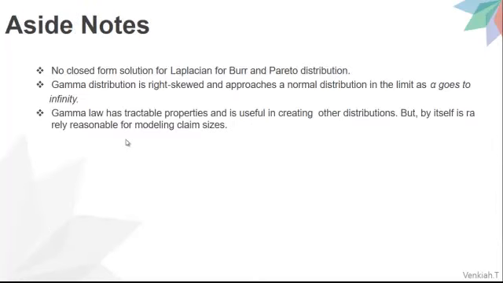Some side notes. As seen, there is no closed form solution for the Laplacian, Weibull and Pareto distributions. We find that the gamma distribution is skewed and approaches a normal distribution in the limit as alpha goes to infinity. The gamma law has tractable properties and is useful in creating other distributions, but by itself it is rarely reasonable for modeling claim sizes. So that is how we use the Pareto distribution and Weibull distribution, and all of it has been shown here.